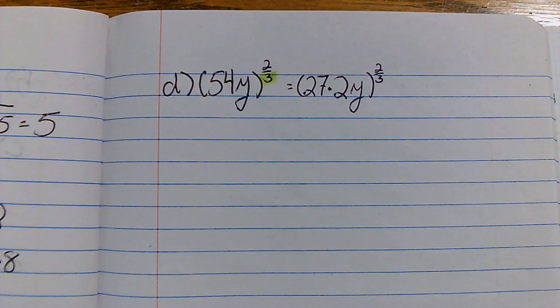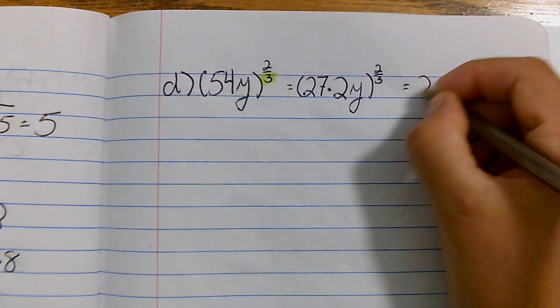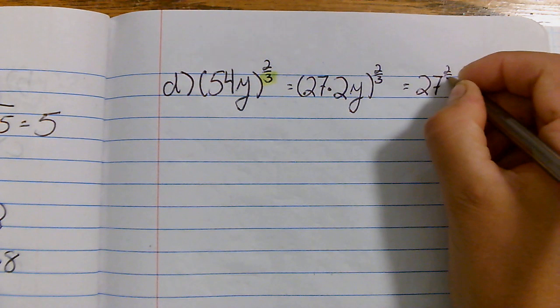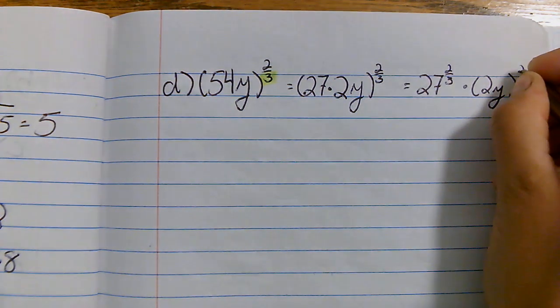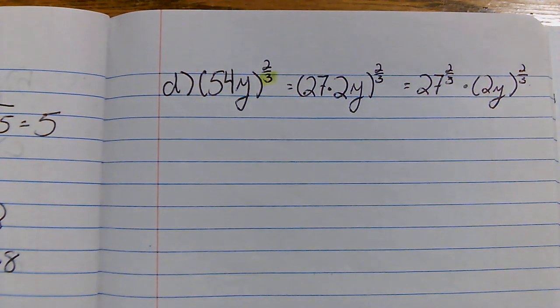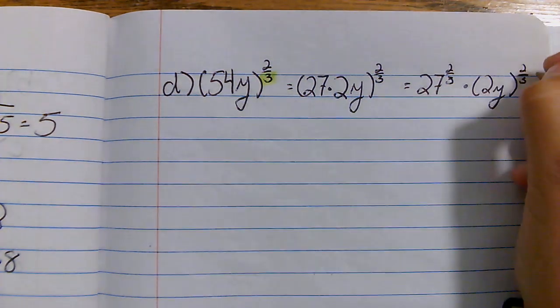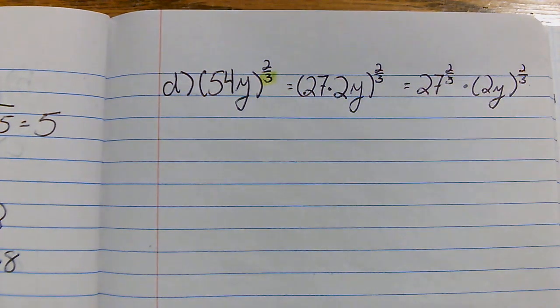And can't 27 be nicely broken up into 3 equal pieces? The answer is yes. So, I'm going to end up doing this. Okay? There we go. All right.